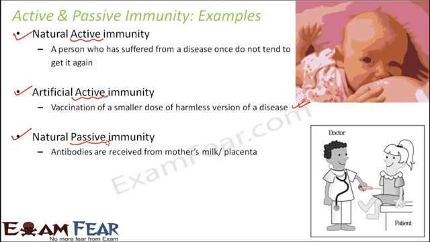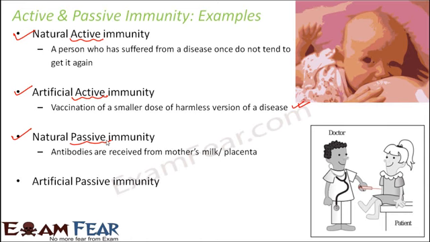Another example would be in case of a pregnant woman. When she is carrying a small baby in her womb, the baby is connected to the mother through placenta. Now there also the antibodies are transferred from the mother's body to the baby through the placenta. So that is also an example of passive immunity, because the antibodies are not formed inside the baby's body. So the baby is receiving the antibodies from outside. So this is another example of natural passive immunity.